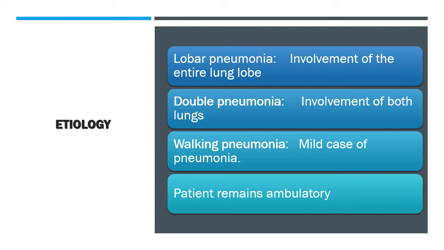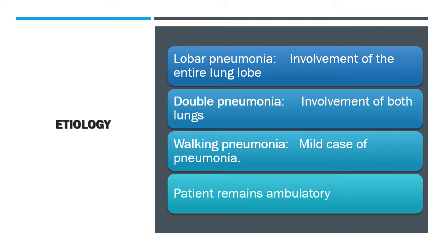Lobar pneumonia is involvement of the entire lung lobe. It's widespread or diffuse alveolar inflammation and consolidation. Lobar pneumonia is typically the end result of severe or long-term bronchopneumonia, and it spreads from one lung segment to another until the entire lung lobe is involved.